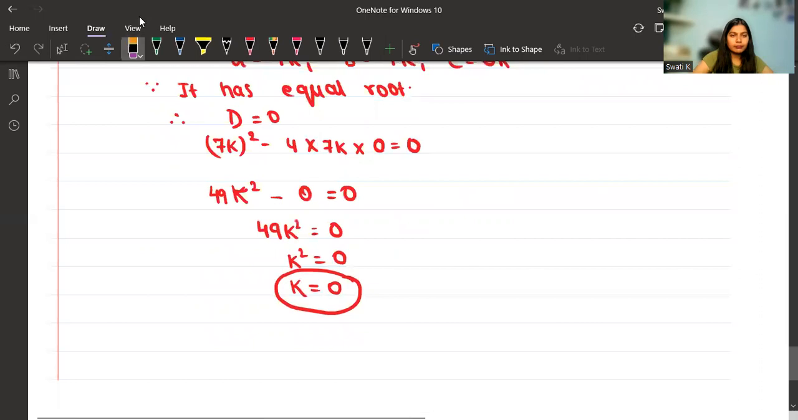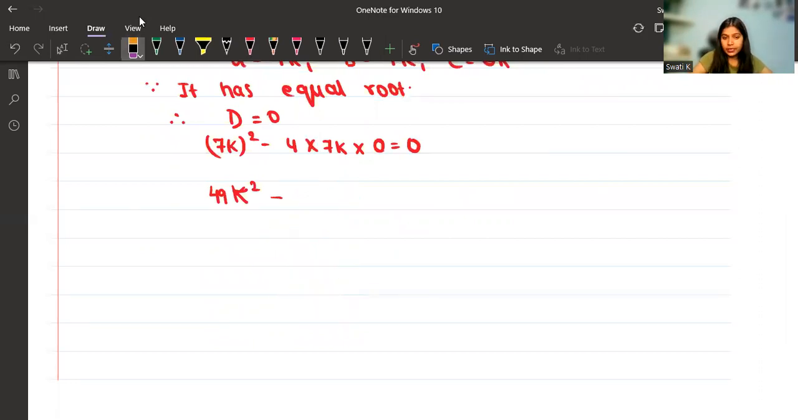So, let me erase this. There was a mistake in the question. The plus sign is missing. So 49k square minus 4 into 7k into k, because c is of course k. So this will become 28k square, right? Yes, we got it. Now what are we getting? We are getting 49k square minus, not k square with this.